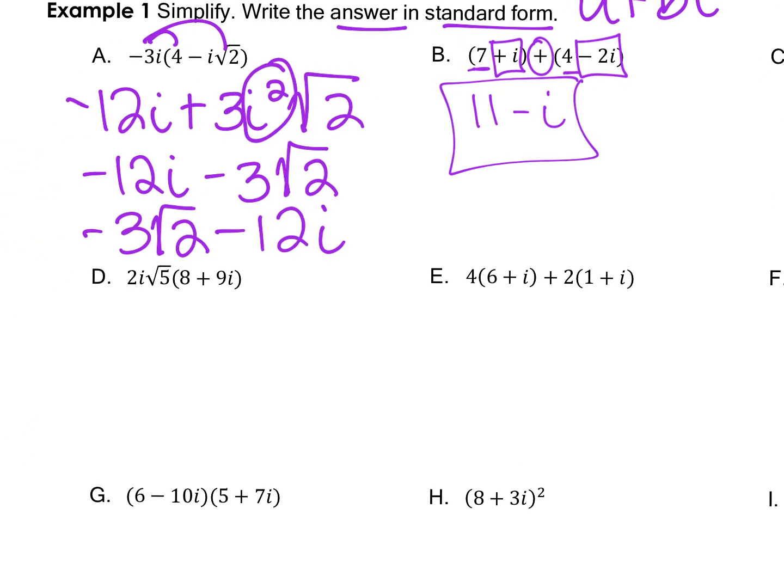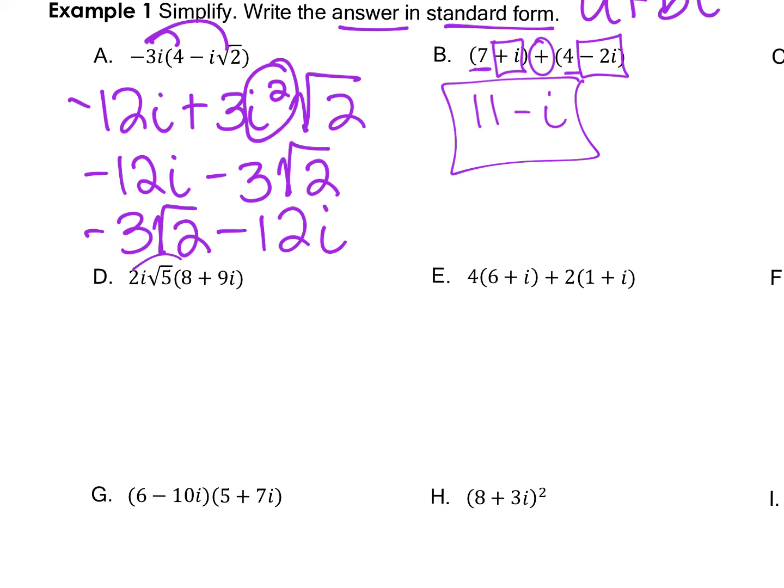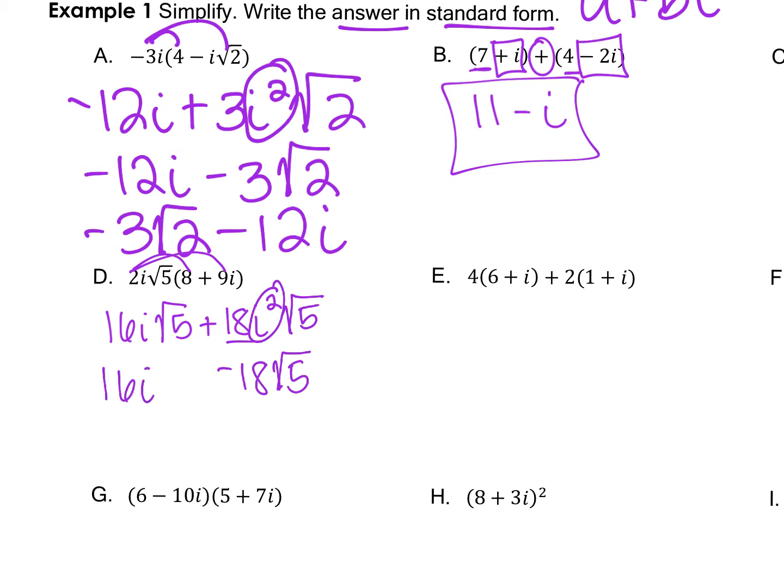All right, looking at part D, we're going to distribute. So that's multiplying your 2 and 8, 16i square root of 5. And then multiplying these, we multiply the 2 and the 9, which is 18. And then the i times the i is i squared, because remember, when you multiply, you add the exponents. And then we also have that square root of 5 there. Okay, so remember the i squared equals a negative 1. Very important. You need to replace it. So it's going to change that 18 to negative. And then just rewriting the rest of it.